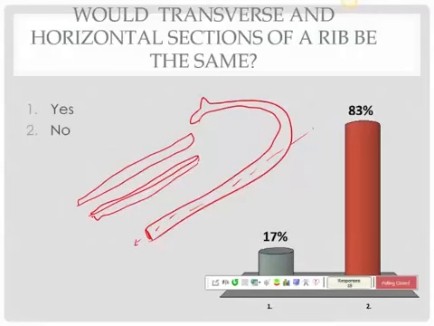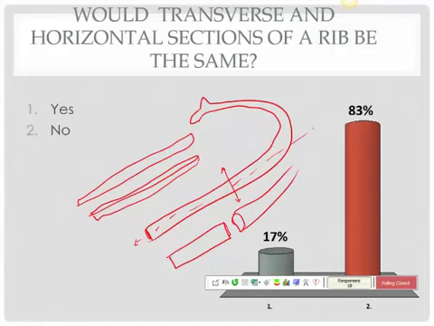A transverse section is perpendicular to the long axis or length. This is the length of the rib. So if I cut a section through, this is what a transverse section would look like. Here's the rest of the rib. Do you see that? How they would not be the same, okay?